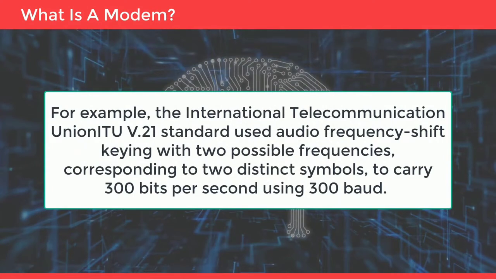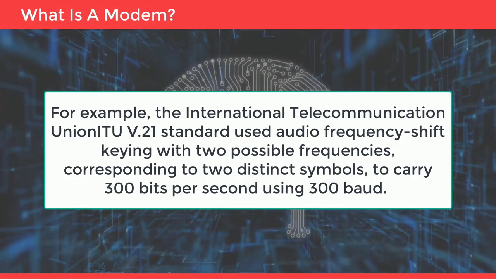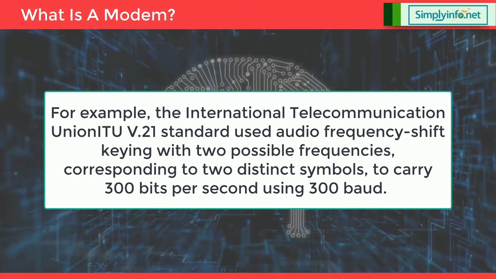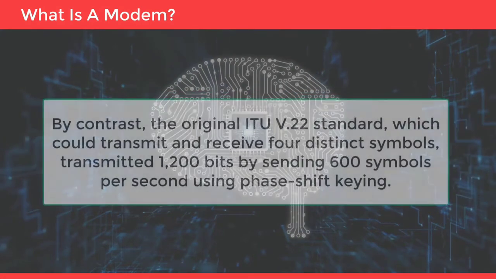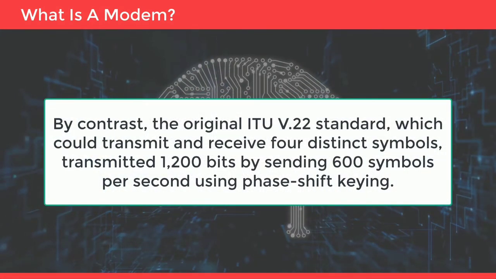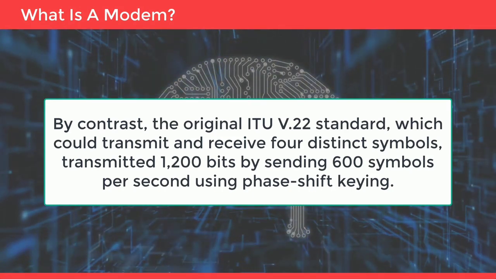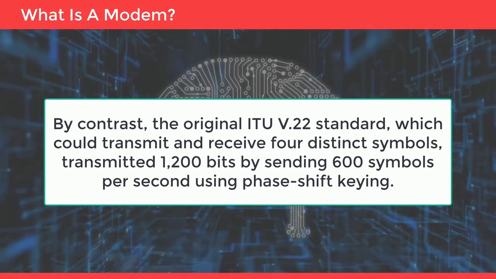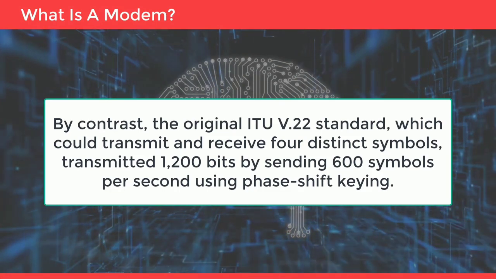For example, the International Telecommunication Union ITU V.21 standard used audio frequency shift keying with two possible frequencies, corresponding to two distinct symbols, to carry 300 bits per second using 300 baud. By contrast, the original ITU V.22 standard, which could transmit and receive four distinct symbols, transmitted 1200 bits per second by sending 600 symbols per second using phase shift keying.